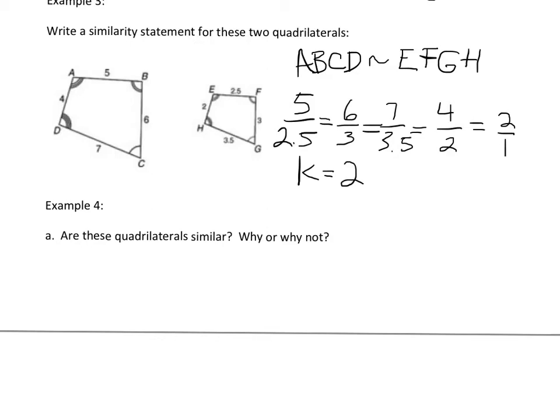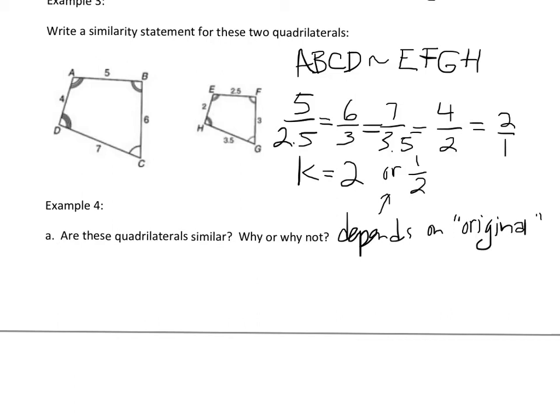And if I had written it so that the smaller measurements were on the top, I could have gotten my scale factor is 1/2. So 1 over 2. It just depends on which way I'm going and which way I write it. So it depends on which one you're talking about as the original and which way you're going.